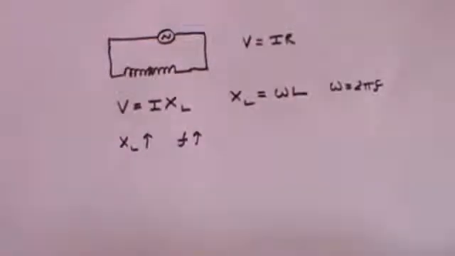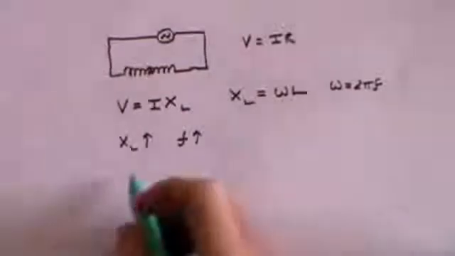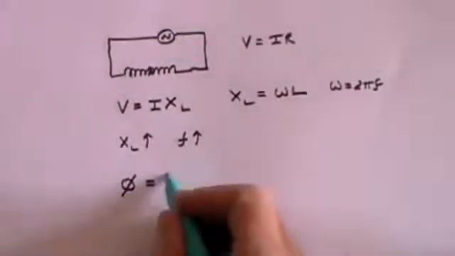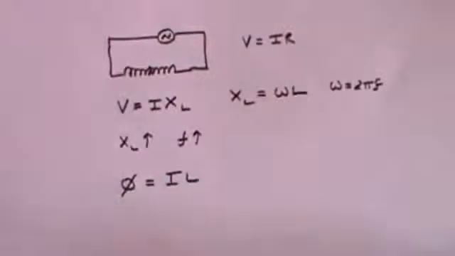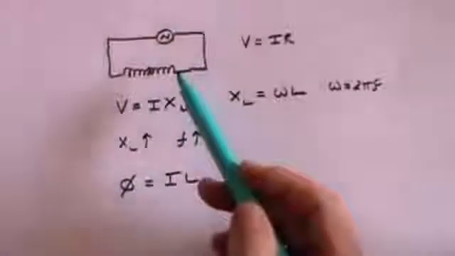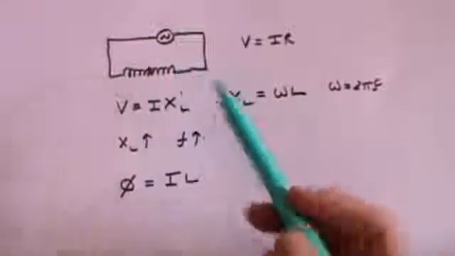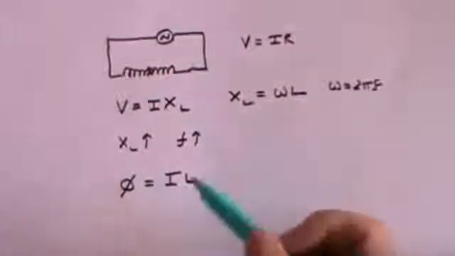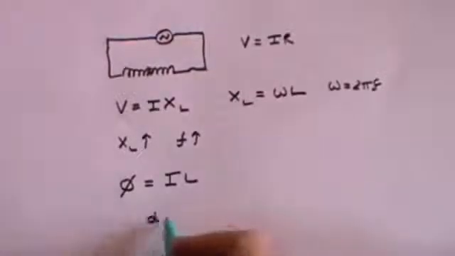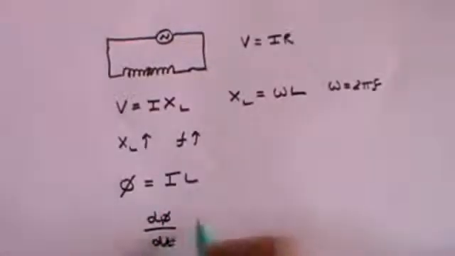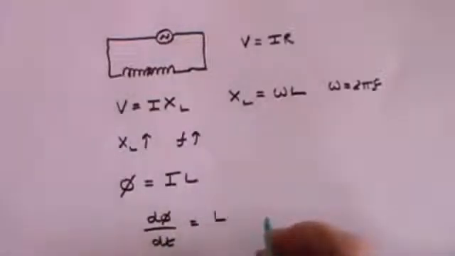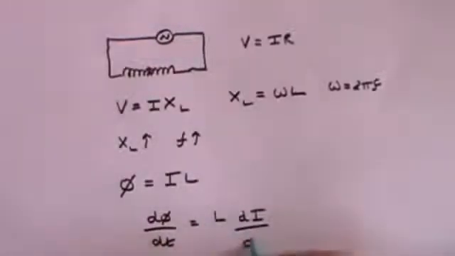Now, why should that be? Well, let's just think for a moment what's happening. I showed you earlier that the flux generated in an inductance, phi, equals IL. The current multiplied by the inductance value. In this case, of course, there is going to be a changing flux because there's going to be a changing current. And so the rate of change of flux is going to be L, which is a constant, times the rate of change of current.